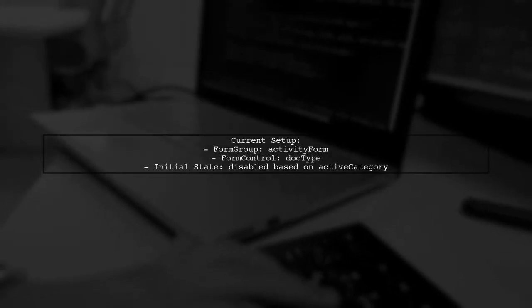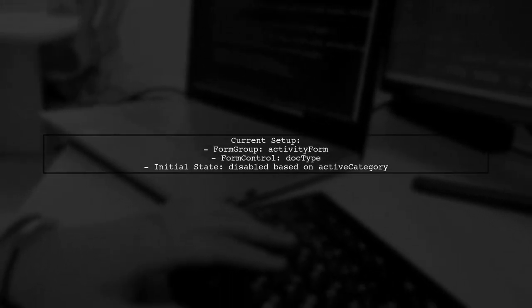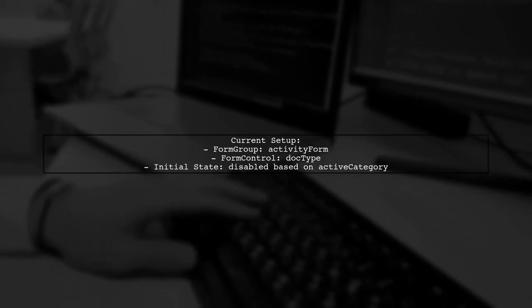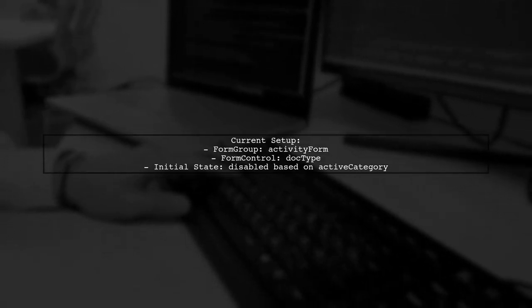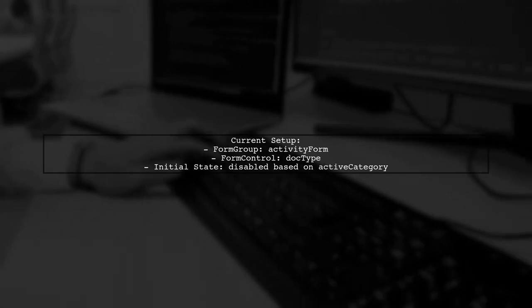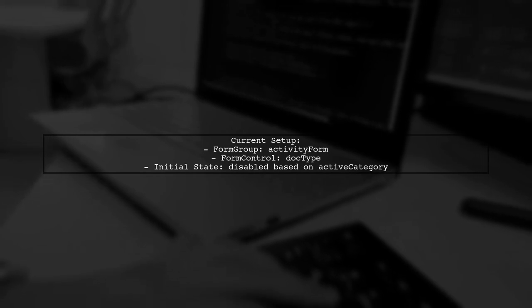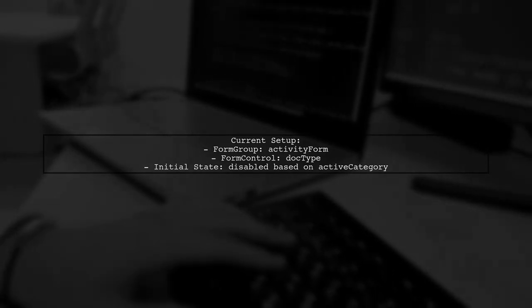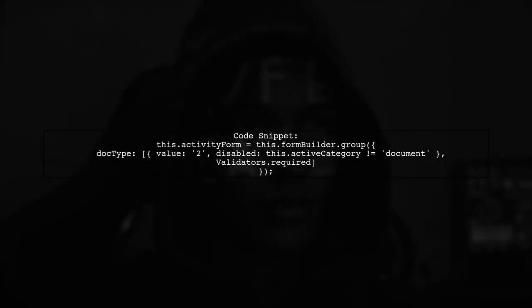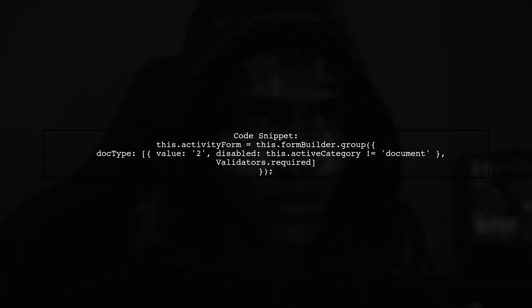To dynamically enable or disable a form control in Angular, we need to use the form group and form control classes effectively. Let's start by understanding the current setup. In your code, the doctype control is initialized with a disabled state based on the active category. However, this state does not update automatically when active category changes.